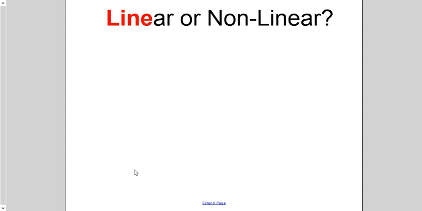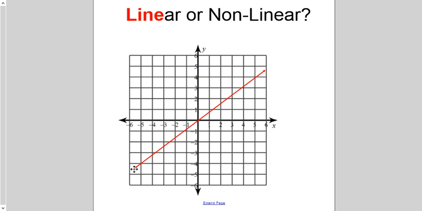So the word linear, if you notice, it has the word line in it. And so if we take a look at a graph, if it makes a straight line, we would say it's linear. So there we go. That's a straight line on a graph. We would call that linear. That would also be linear.